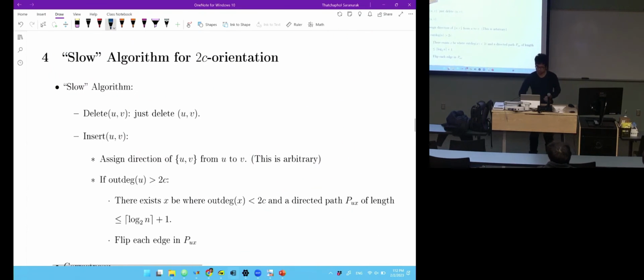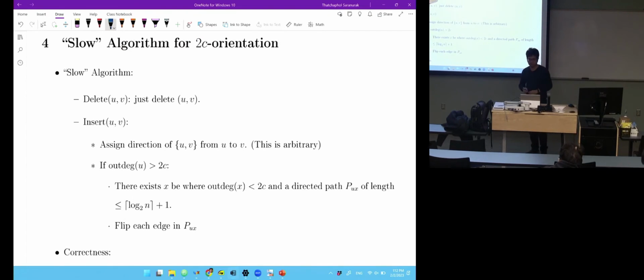So now let me tell you some slow algorithm. So this is now a dynamic algorithm, right? If you have to delete any edge, just delete it, nothing. But if I insert any edge, let's say that I just assign the direction from U to V. This is arbitrary. I want to claim that this algorithm maintains a 2C orientation, as long as everything has outer degree less than 2C.